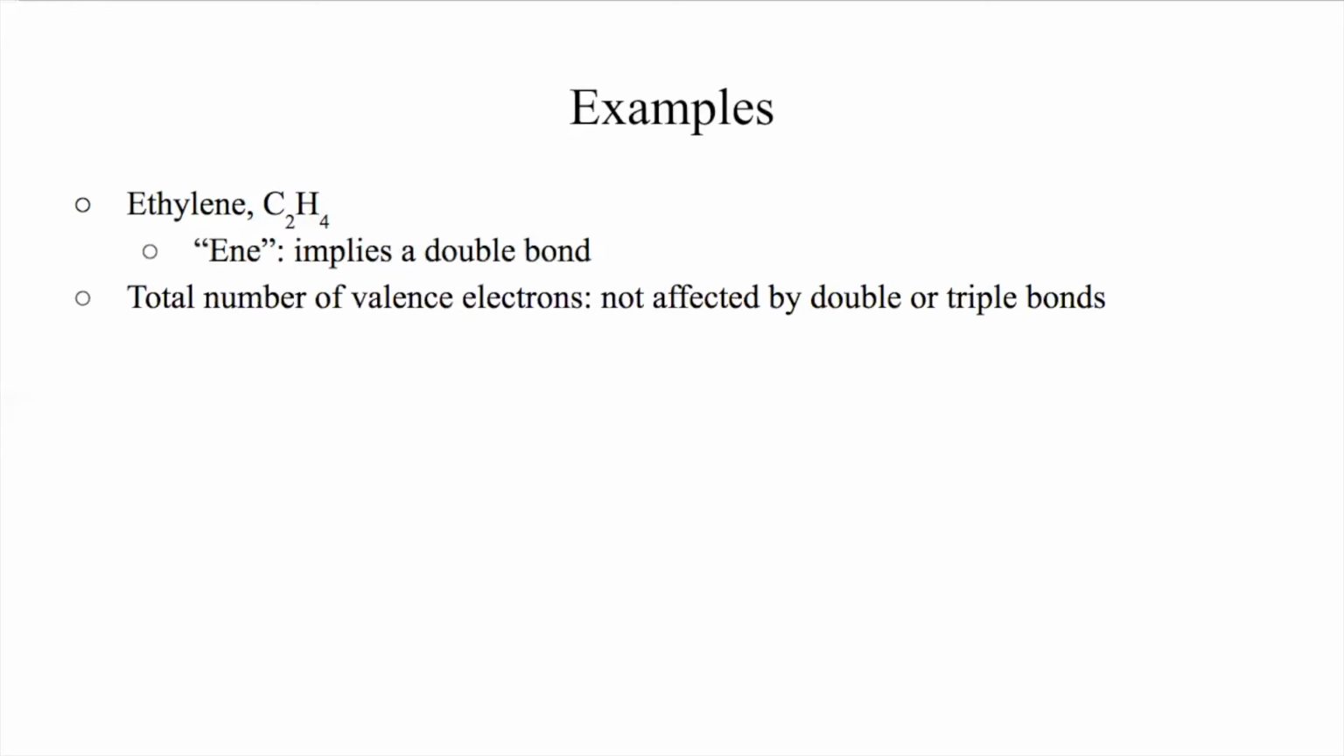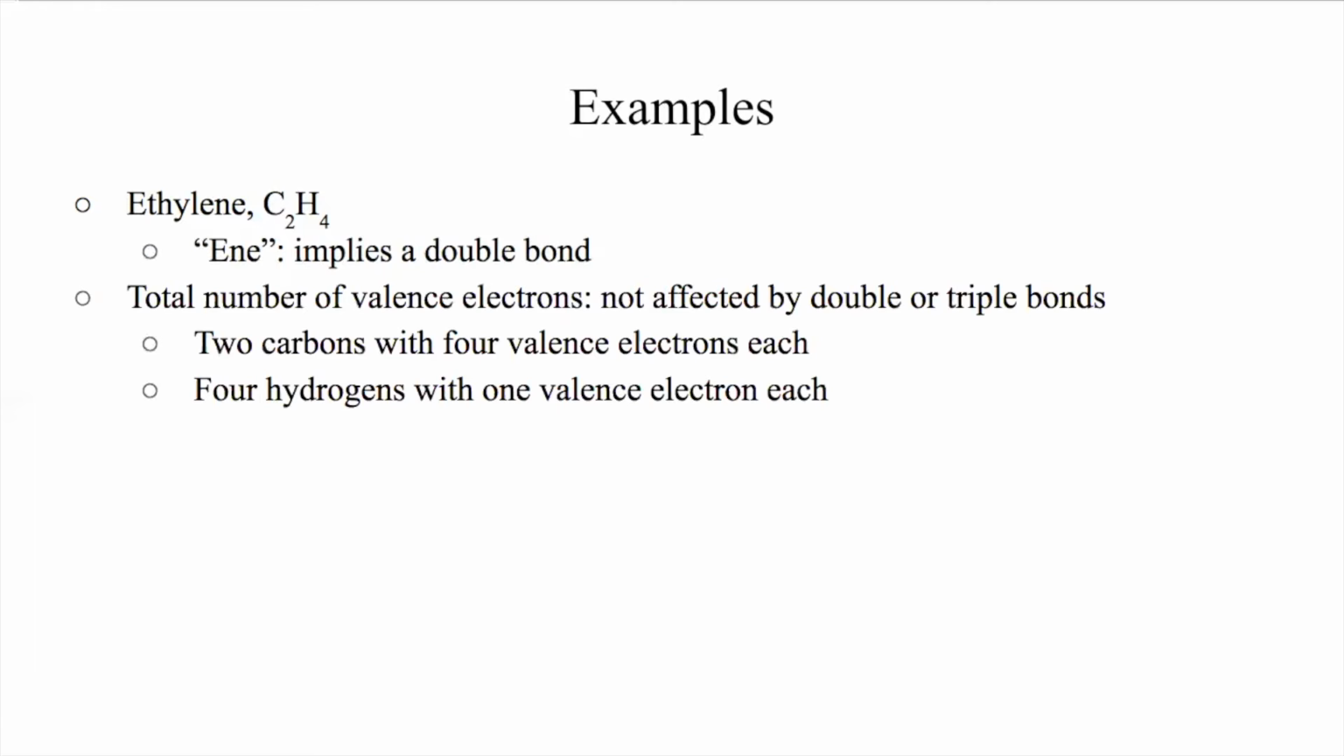First, let's draw the Lewis structure for ethylene, C2H4. We know this will have at least one double bond because the name ends in -ene. The total number of valence electrons in a molecule is not affected by double or triple bonds. We'll count like we normally do. Each carbon has 4 valence electrons, plus 4 hydrogens with 1 valence electron each. This gives us a total of 12 electrons to work with.